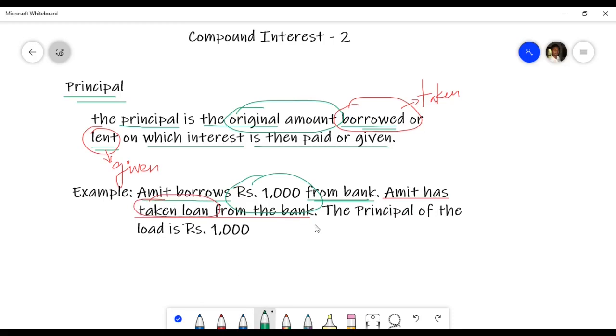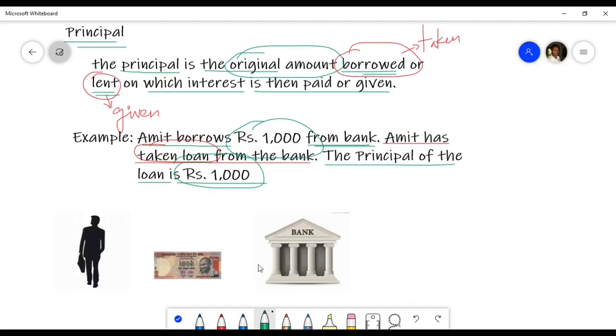And so what is the principal? The principal of the loan is rupees 1000. So 1000 is the actual money that Amit had borrowed. You can see the illustration that I have given here, that the bank has lent, or this man has borrowed rupees 1000 from the bank.